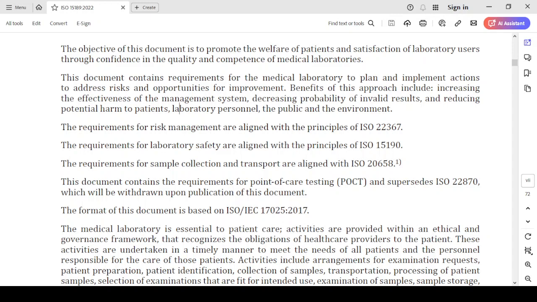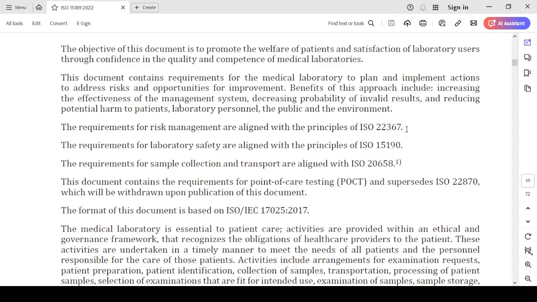Okay? So the standard emphasizes, like you see the requirements that are in this standard. It has included some of the requirements for 22367, which is the ISO standard for risk management. There was one previously which was 31,000, I think. So 31,000 was the ISO standard that was for risk management in general.